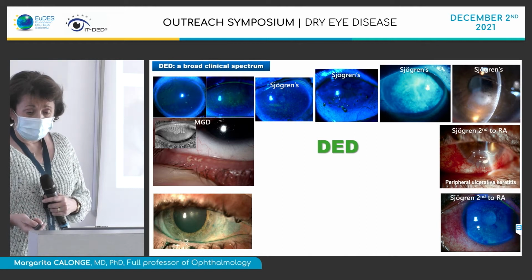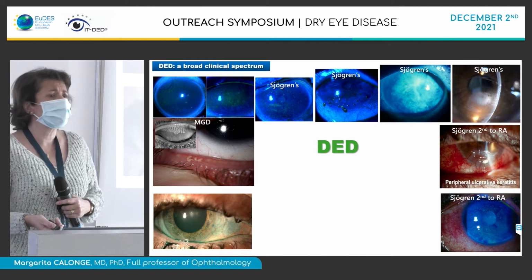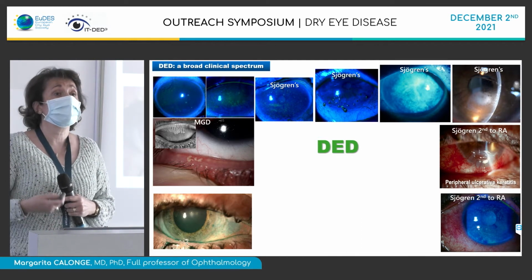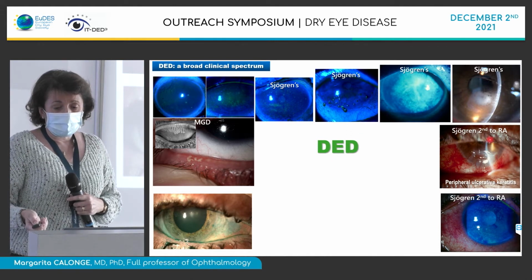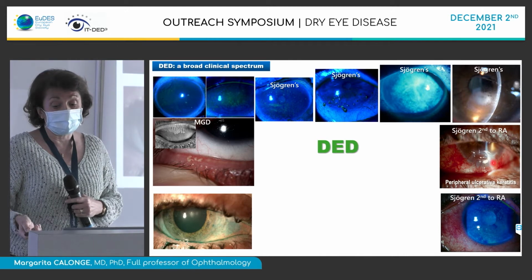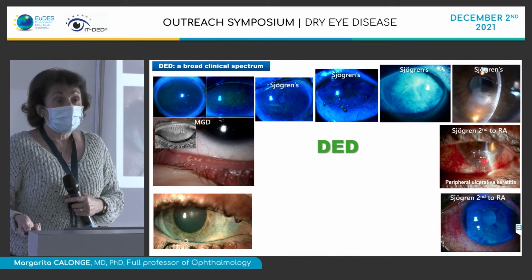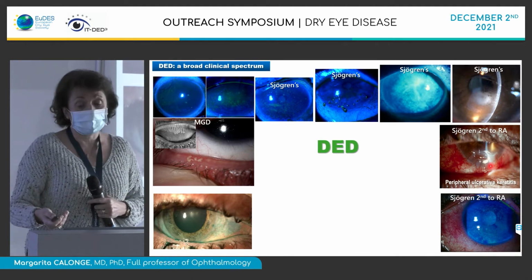And this lady actually had Sjogren's for 20 years, well controlled with just artificial tears and gels and ointments. But all of a sudden, she developed a complication of rheumatoid arthritis, which is peripheral ulcerative keratitis. This is a vasculitis that puts this eye at risk and her life at risk because she could have vasculitis in any other vital organs.